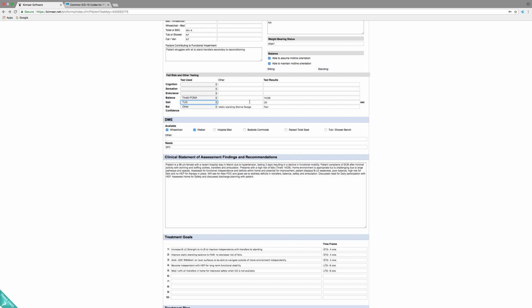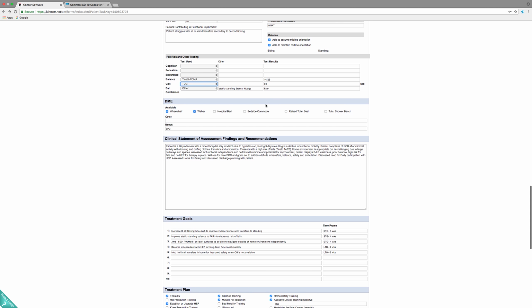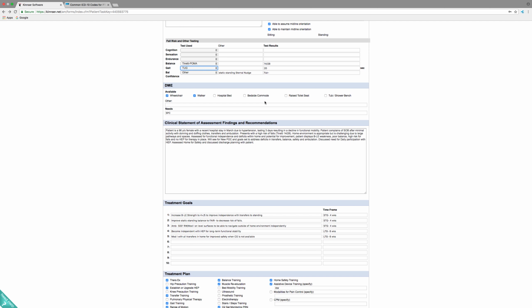Sometimes we get evaluations submitted where there's not anything here. I highly discourage that. I think it's very important to have at least one, maybe two, even sometimes three specialized tests that we're using. It also makes our goal writing a lot easier and makes the note look a lot more evidence-based and legitimate.